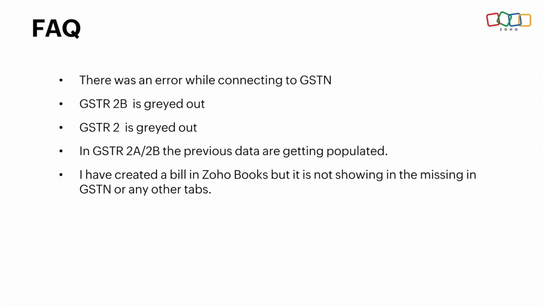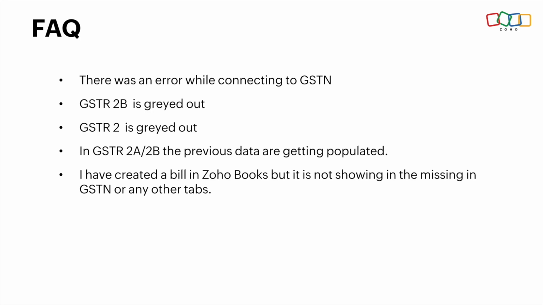The next question is, I have created a bill in Zoho Books, but it is not showing in missing in GSTN or any other tab. So as we already discussed, the criteria on which these transactions are reconciled is your vendor GST number, the bill number, the bill date, the taxable amount and the tax amount.